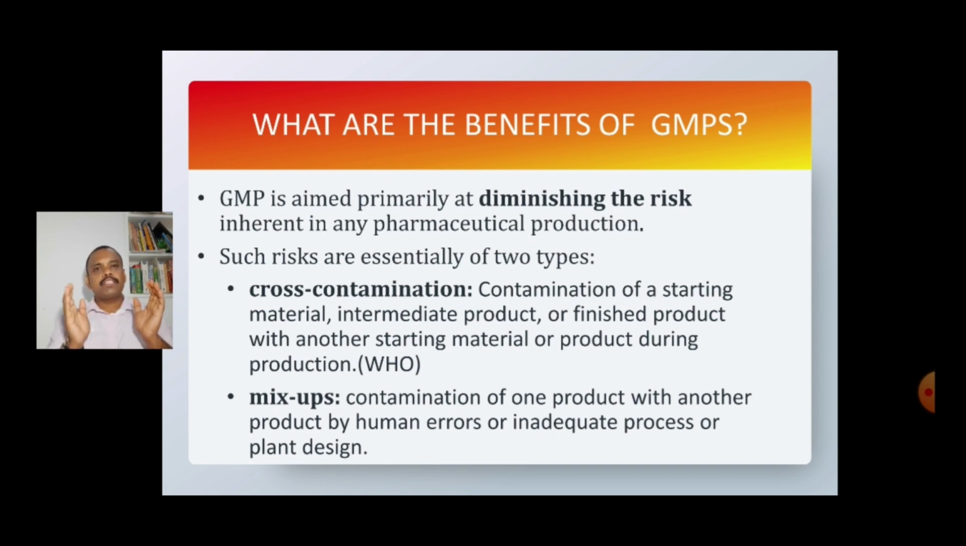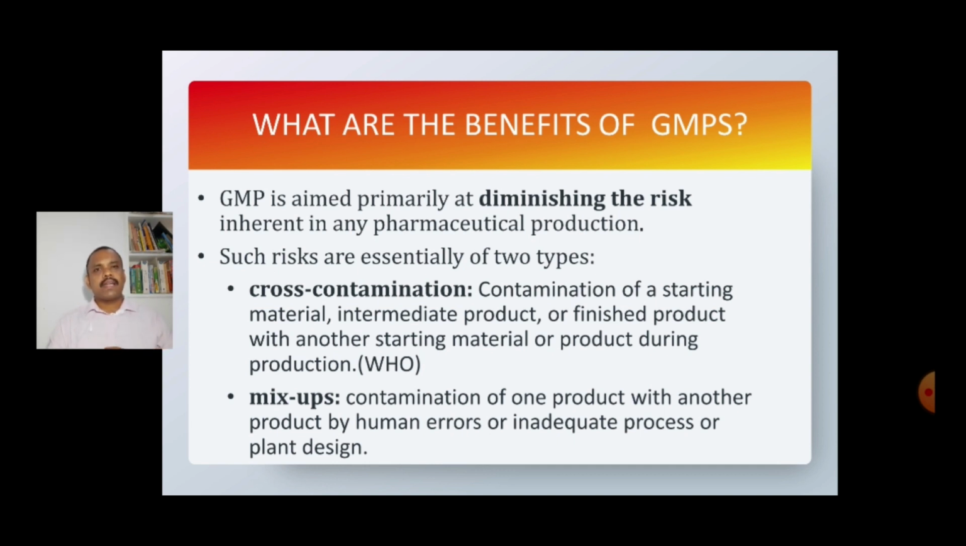Normally, in a production facility, if the operations are not carried out in a proper manner, if they do not have proper HVAC systems, HVAC is nothing but the heating, ventilation, and air conditioning system, and it is not installed properly, what will happen? There are possibilities of airborne particles. There are possibilities of microbial contamination. So that can be one kind of cross-contamination.